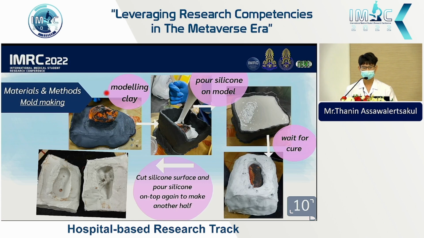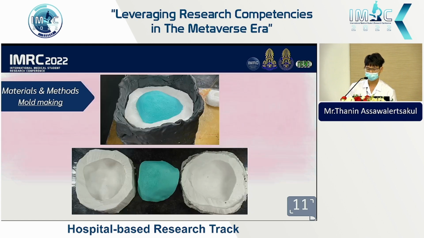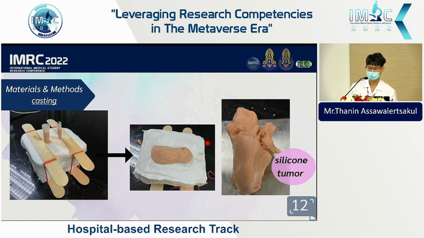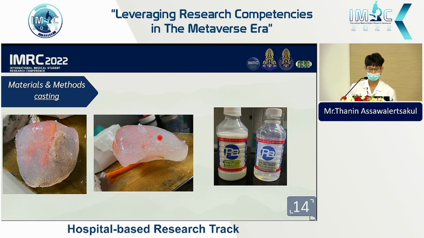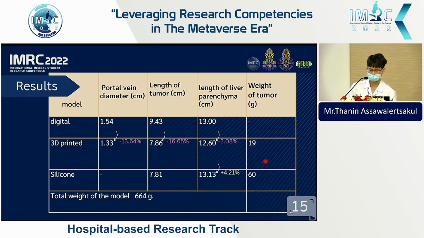And this is how we make a mold of the tumor. We make the mold by creating modeling clay, cutting the silicone, and pouring the silicone. We make it the same with the liver, and this is a silicone tumor. And for the blood vessel, we create a hole behind the mold to put the blood vessel and tumor inside and pour the silicone. And this is the silicone that we use.